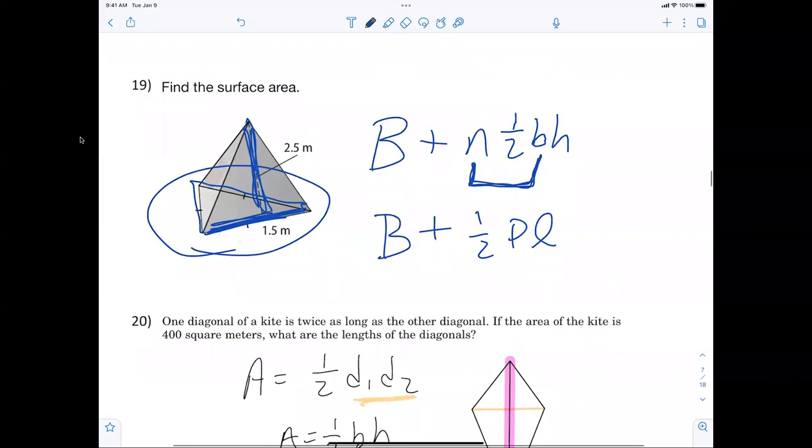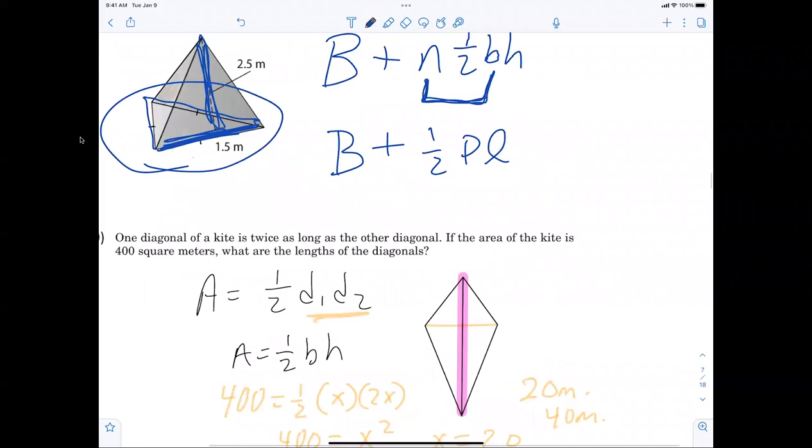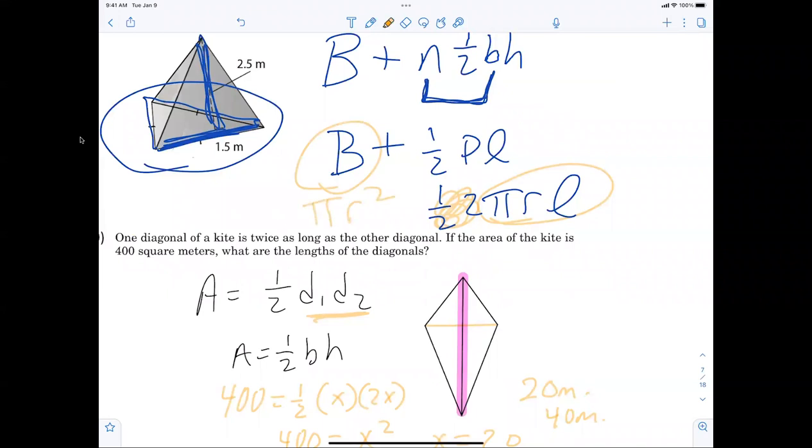Now we're going to construct a cone. A cone doesn't have a perimeter. A cone has a what? A circumference. What's the formula for circumference? 2 pi r. So 1/2 times 2 pi r times the slant height. What is half of 2? 1. There is the lateral area of a cone, pi r l, right? And then, of course, the base, we're talking about a circle, so pi r squared.